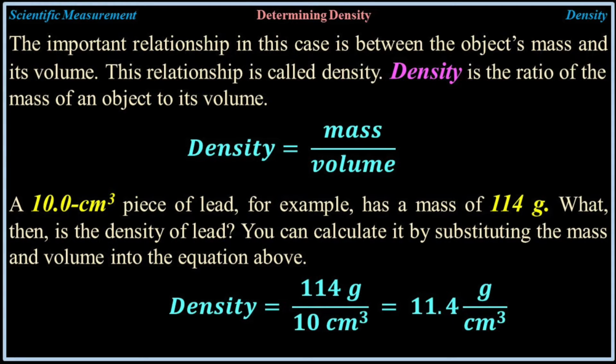The important relationship in this case is between the object's mass and its volume. This relationship is called density. Density is the ratio of the mass of an object to its volume. Density equals mass over volume. A 10 cubic centimeter piece of lead, for example, has a mass of 114 grams. What then is the density of lead? You can calculate it by substituting the mass and volume into the equation. Density equals 114 divided by 10, which equals 11.4 grams per cubic centimeter.